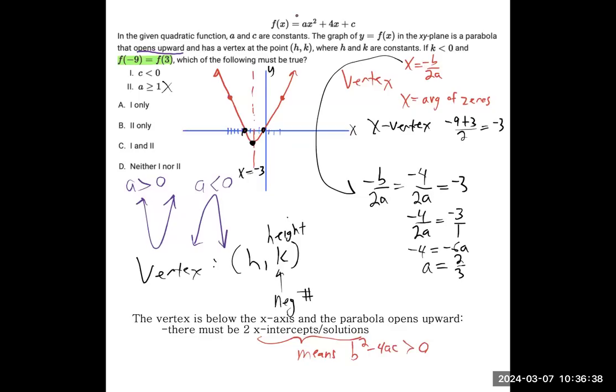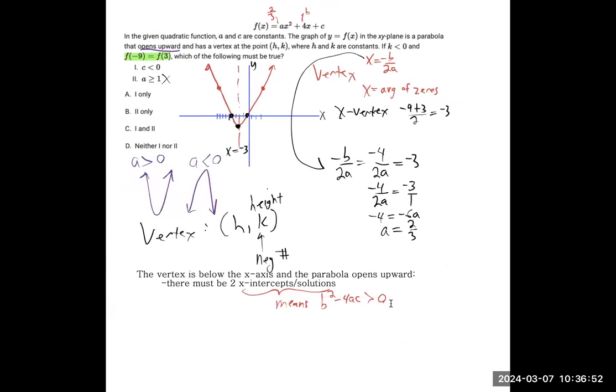So let's play that out a little. We know that the a is 2/3. The b is 4. The c is what we don't know. So if b squared minus 4ac is greater than 0, let's get a little room going here, then that means that 4 squared minus 4 times 2/3 times c is greater than 0. Let's simplify a little faster. 16 minus 8/3 times c greater than 0. 16 greater than 8/3 times c when you add the 8/3c to the other side.